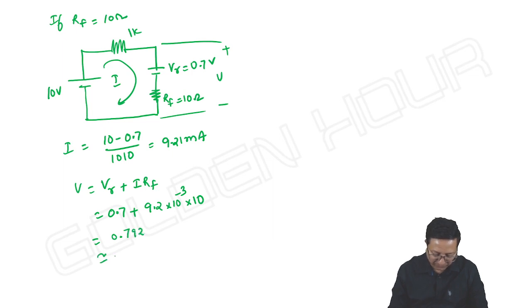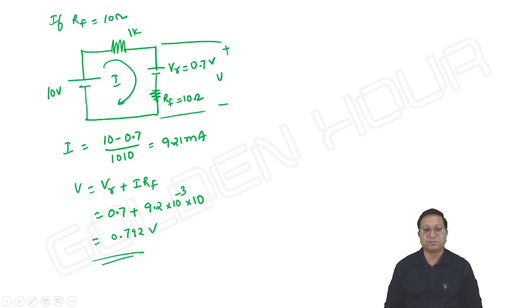0.792, or approximately 0.8 volts. Okay, 0.79. Why write all those approximations? Okay, this looks like a good value. They have given 500 ohms, accordingly we did. They asked us to find the current, but they have not cross-checked how much voltage it gives as far as the diode is concerned.